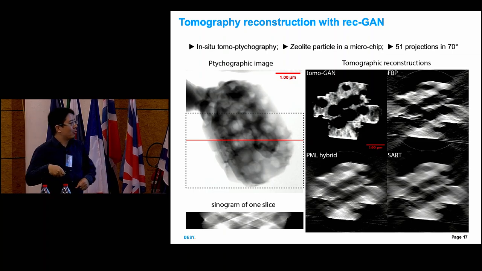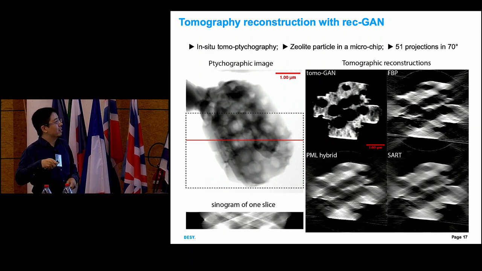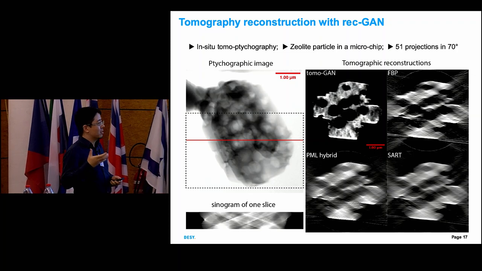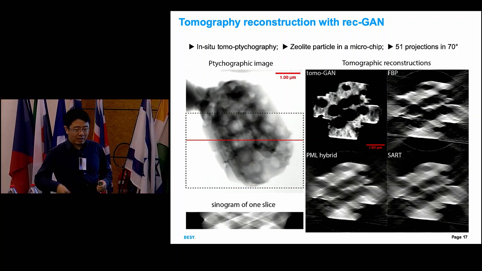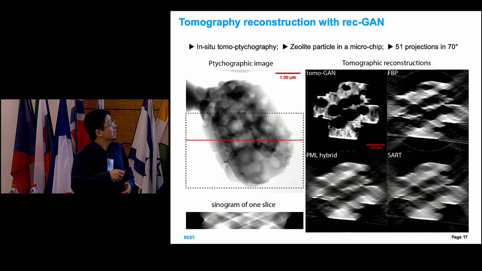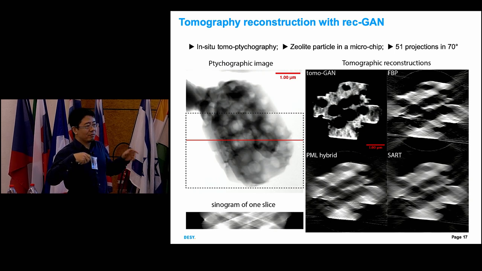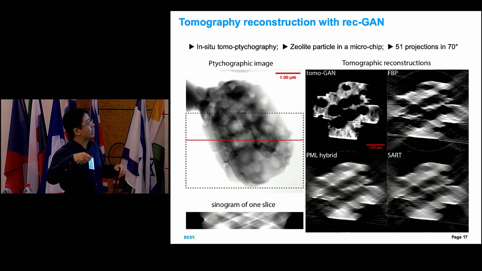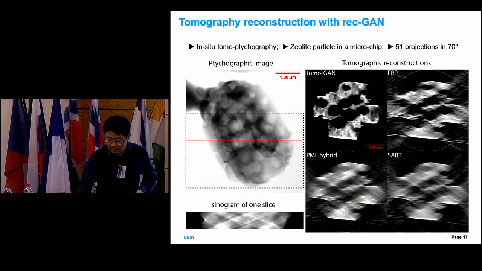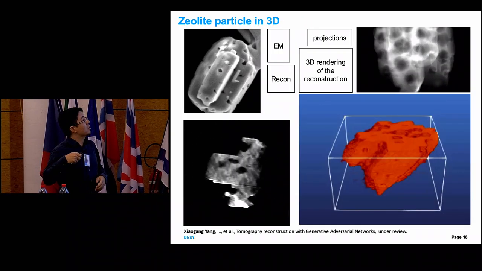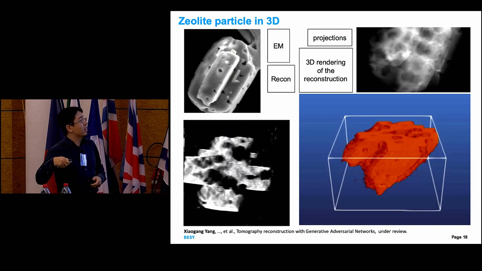The result is quite nice compared with these traditional algorithms. Now this can make the result to be analyzed, and here with GAN, you just do the pure reconstruction without any training, and you can get this kind of very nice result. So this is how it works for the whole 3D data set.